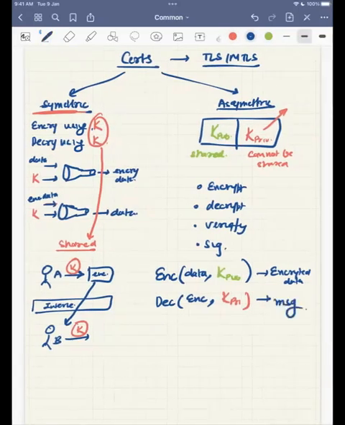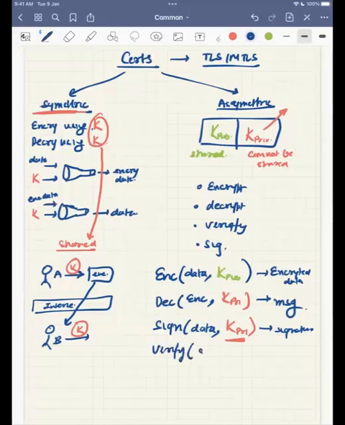Okay, and then there is something called sign and verify. Signing data is always done by the authority, so it will always be done via the private key, and then you get a signature. And then you have verify, in which you take the signature, you take the data, and you take the public key. So anybody can verify because the public key is available to all, and there is only one who can sign. So you will get either success or fail. Okay, so this is the difference between symmetric and asymmetric.